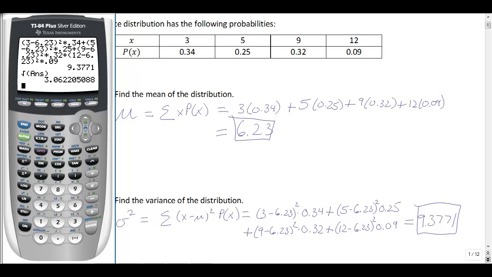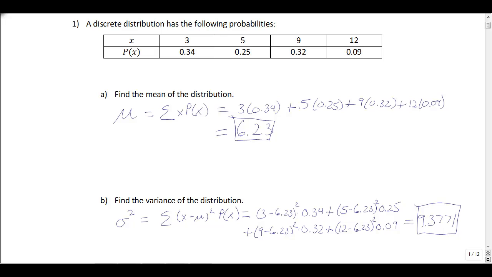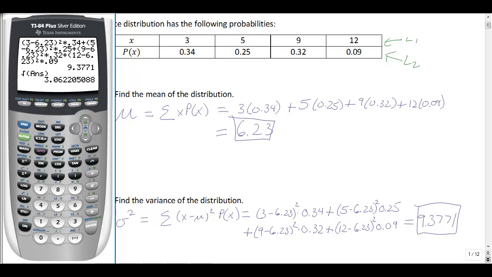So L1 is the x's. I'll write that down here. So these ones here are L1. L2 has the probabilities. And so on my calculator, now I'm going to go to Stat, Calc. I'm going to do one variable stats. And I want to do this on L1, but then I do comma L2 to use the L2 probabilities. So I hit enter and it spits out various things.